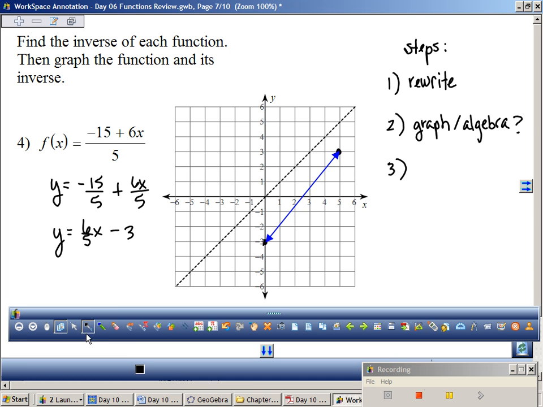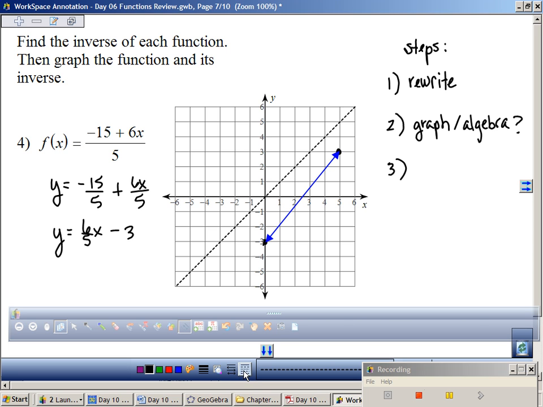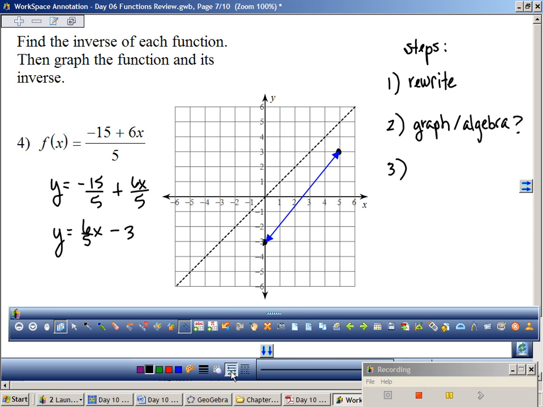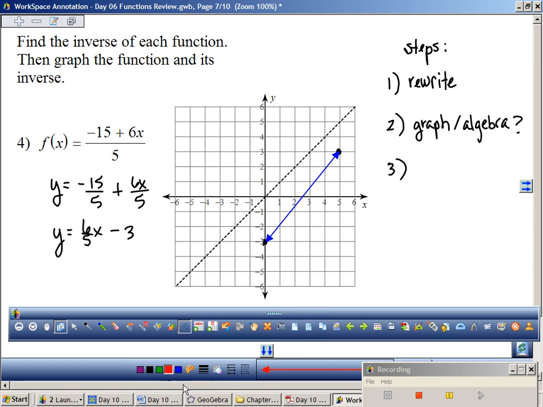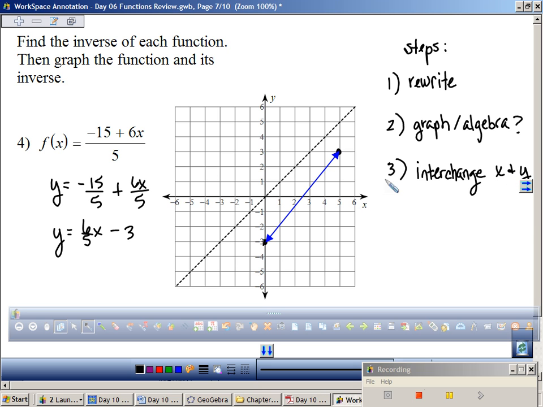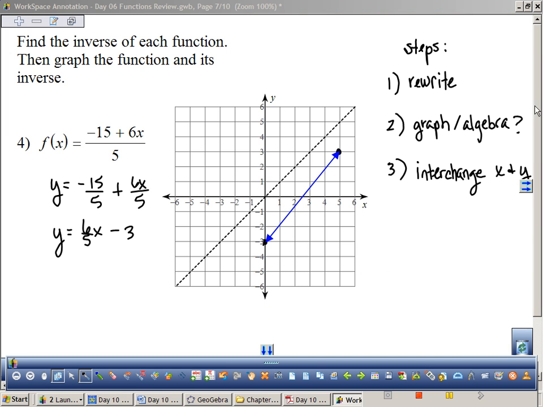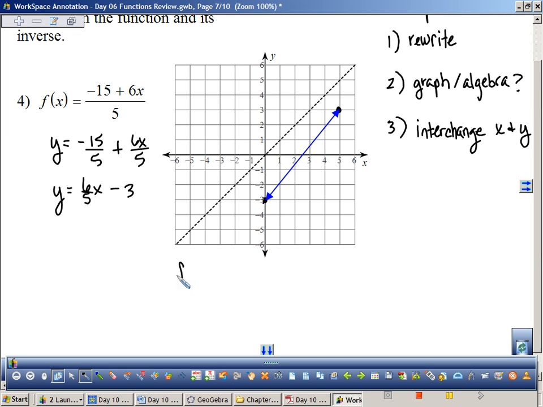How would I find the inverse of that? Opposite points, right? Or, actually, it's the same step as you do algebraically. What's the next step we would do algebraically? Anybody? If I had this, what would I do next to go algebraically? I would interchange x and y. Interchange x and y. Well, in order to interchange x and y graphically, don't I just write two tables?